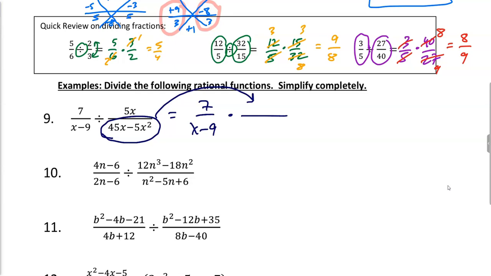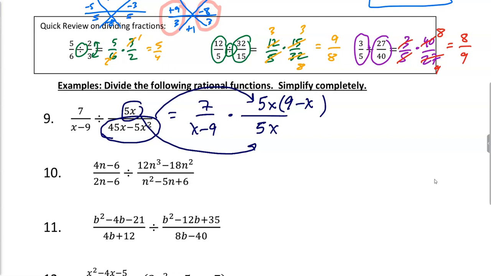Okay. So I don't want to confuse you, but I'm going to flip it and factor it at the same time. That's a GCF problem. Okay, guys? I could take out a 5x. Yep. And then it's 9 minus x. And then I'm going to put that on the bottom.